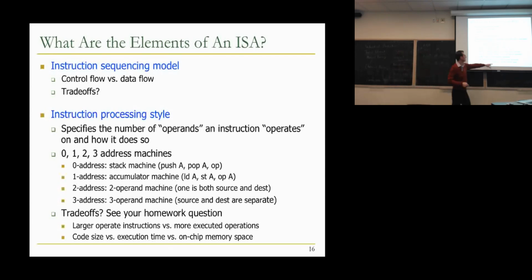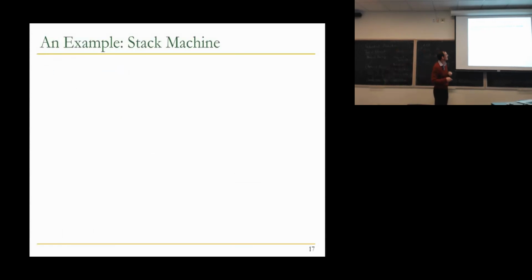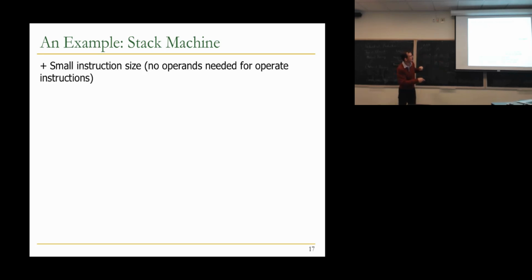Okay, and on-chip memory space as well. Like what is that trade-off? So hopefully you'll see that a little bit. But let me give you an example of the stack machine. The upside is small instruction sizes, as I said. No operands are needed for the operate instructions. And remember that this is really for the operate instructions. You still need loads and stores, or pushes and pops. This leads to simpler logic and compact code. Right?